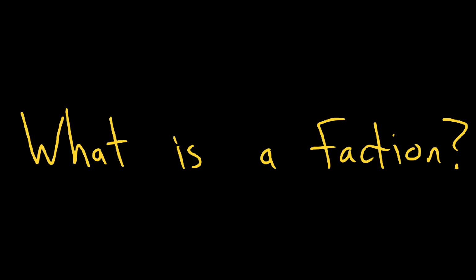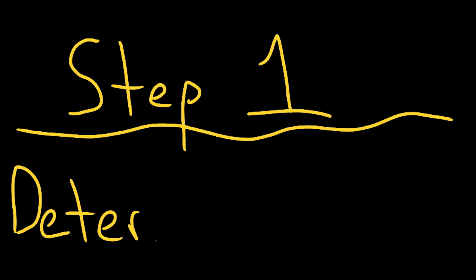Real quick, what even is a faction? Essentially, it is a structured group or organization that shares a common set of beliefs and values and has a similar goal. Step 1, determine values.